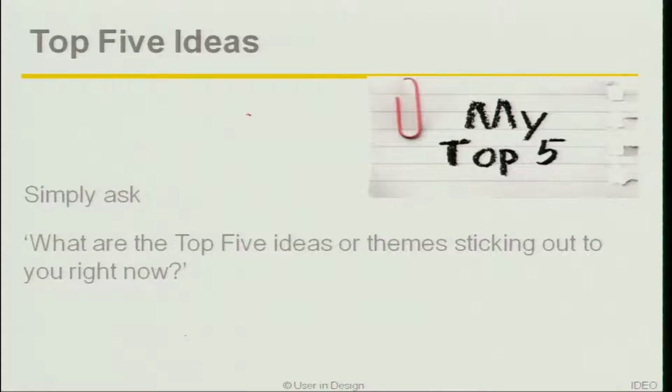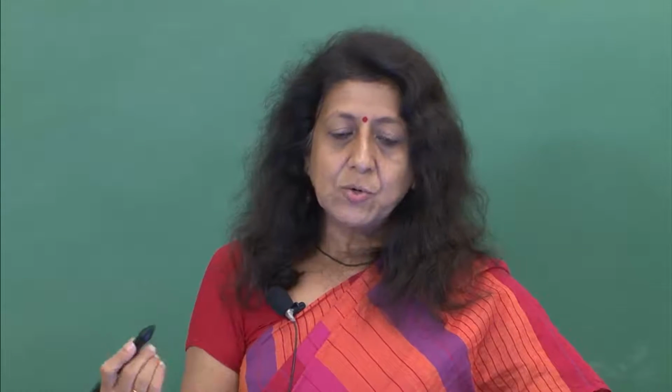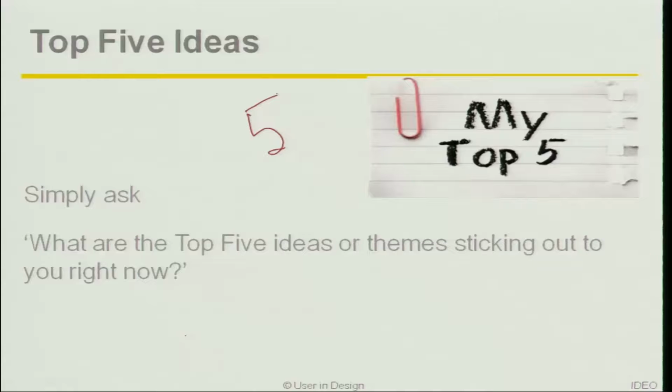Because 5 is a comfortable number. When you ask people to ideate, to come up with ideas, and it's an open-ended thing, it almost seems so intimidating that it gets difficult to come up with ideas. But when you tell someone that I want you to just come up with 5 ideas, it seems very achievable. It seems very doable, within my ability. I can do that, right? So that's what top 5 ideas is all about.